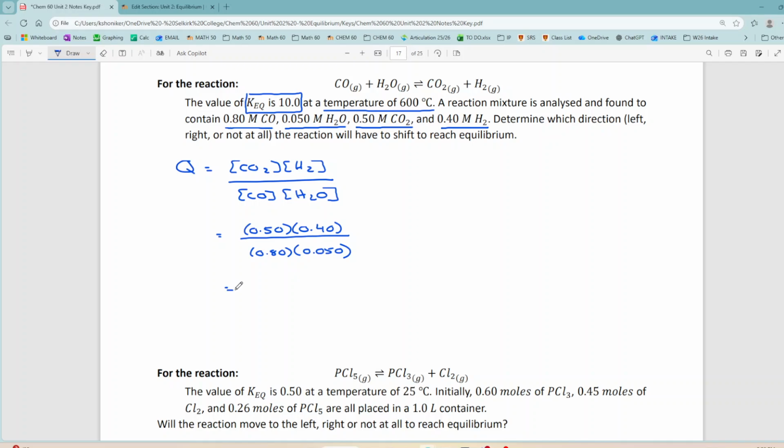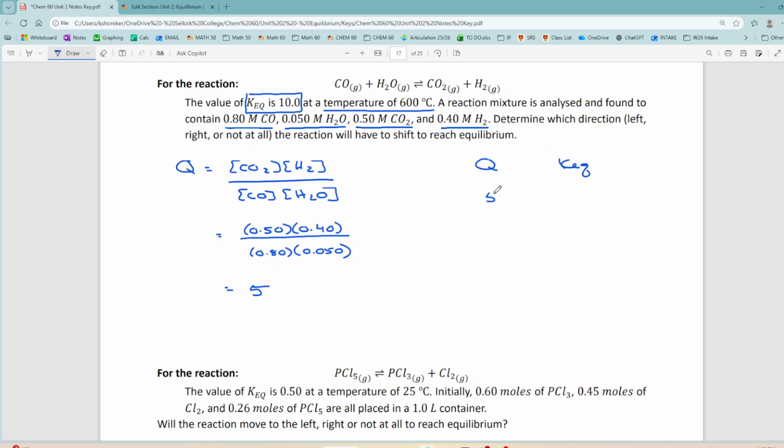Then we plug those into our calculator. So 0.5 times 0.4, I type in divided by 0.8 and divided by 0.05, but you can divide by bracket 0.8 times 0.05, totally up to you. And we get a Q value of 5. Then what we want to do is compare this Q value to KEQ. My Q value compared to my KEQ.